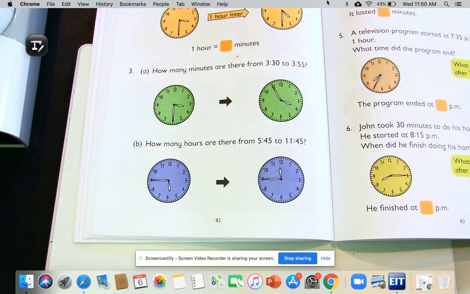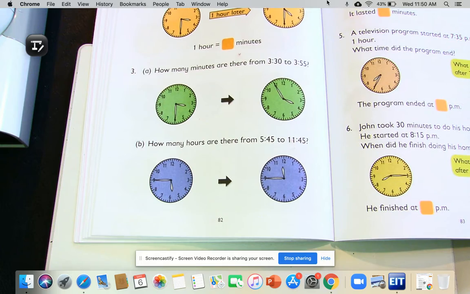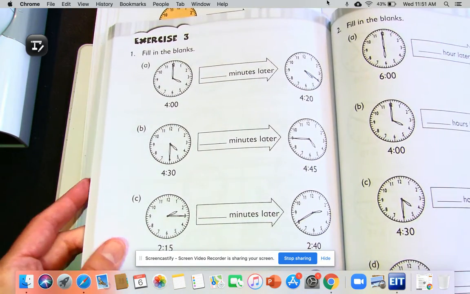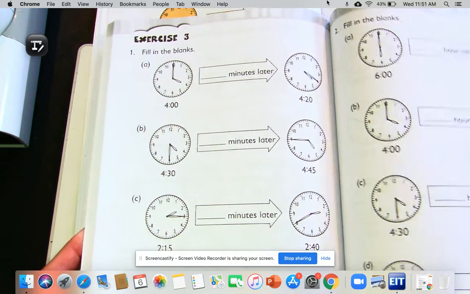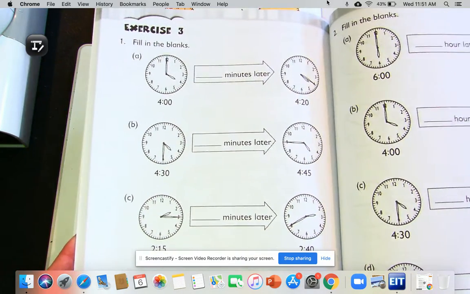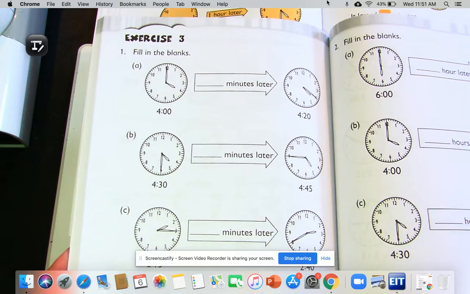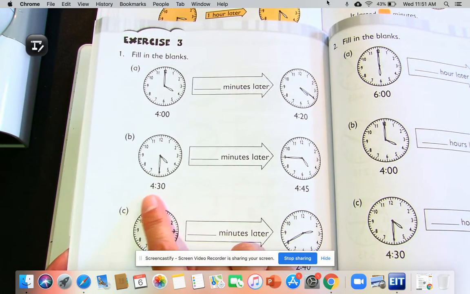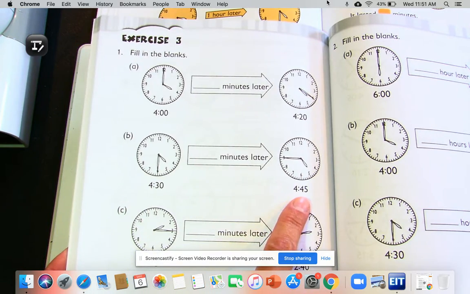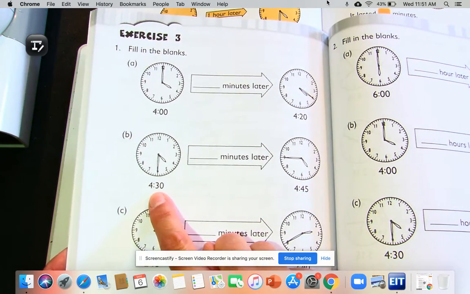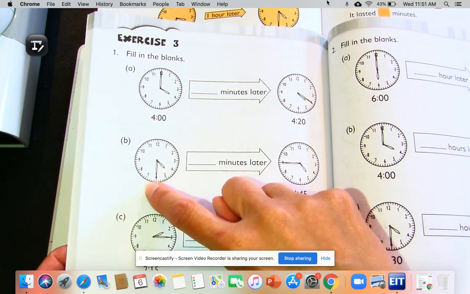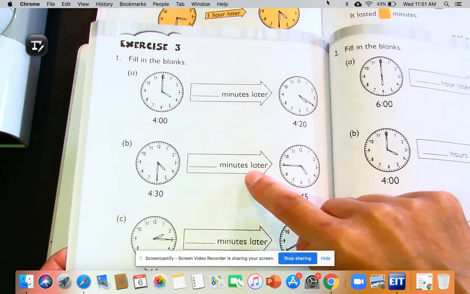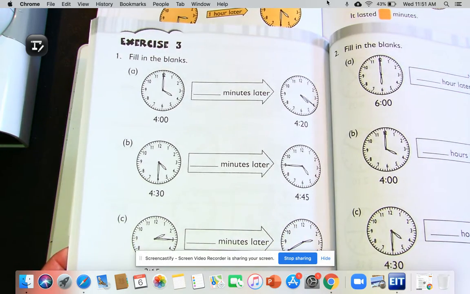Okay. So your homework for today is pages 122 to 125. And in your workbook, you can definitely write in it and count by fives if that helps you. So like here, they're showing you if something starts at 4:30, it ends at 4:45. You could go ahead and take this clock here and count 5, 10, 15. And then you can see that 15 minutes later, it would be 4:45.